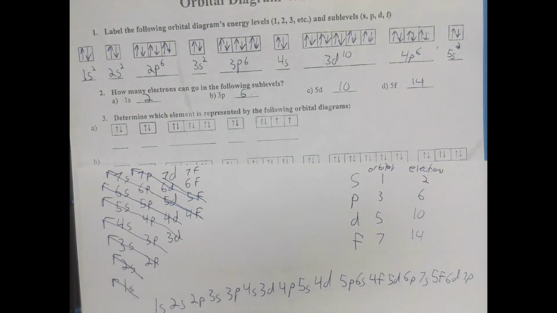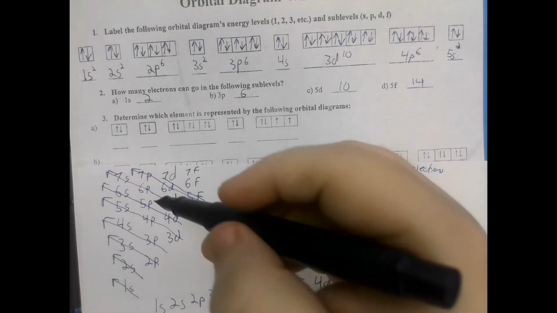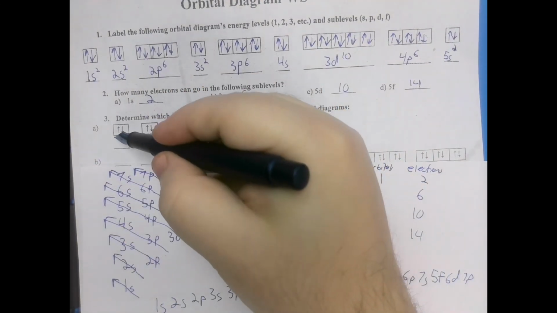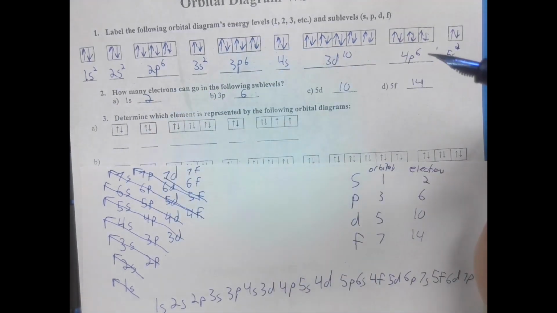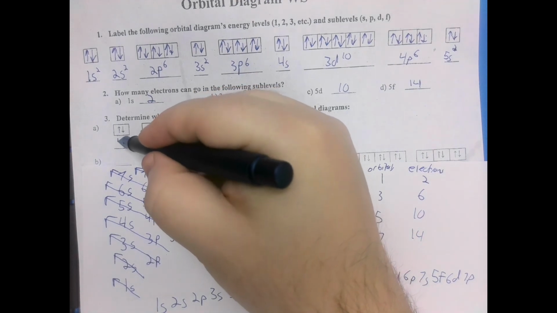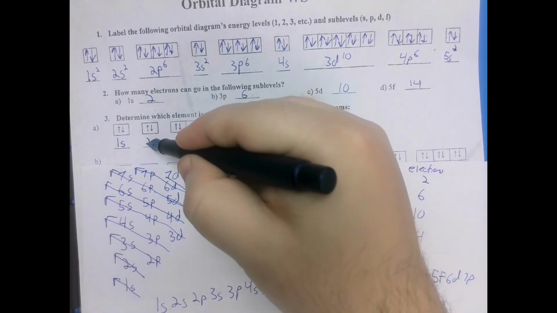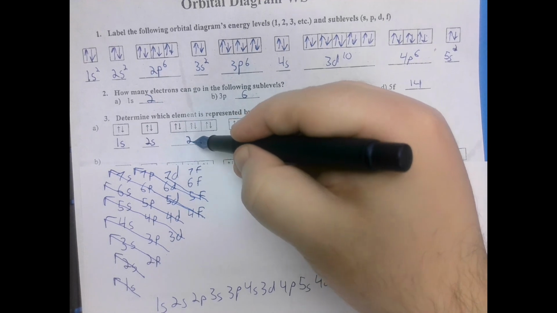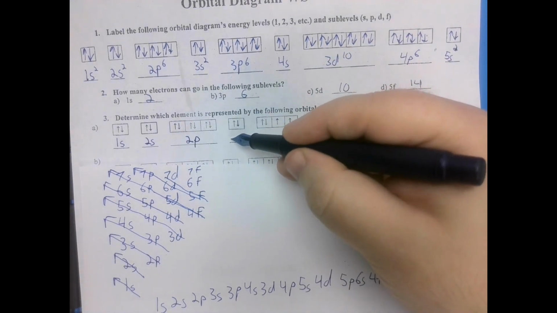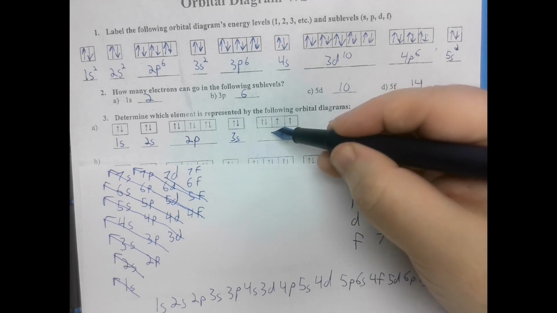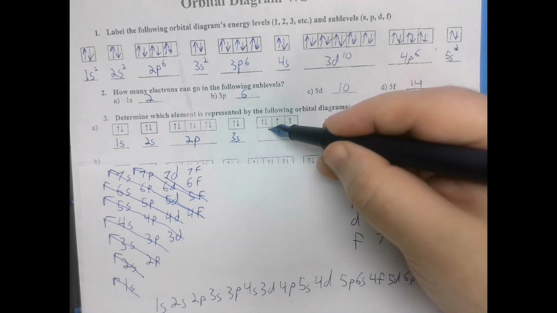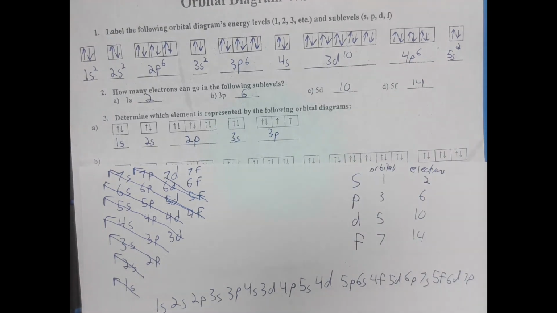So determine which element is represented by the following orbital diagrams. So let's begin by just writing the energy levels and the sublevels. So this is 1s, 2s, 2p. After 2p becomes 3s, and this would be 3p. I should have told you this. This would have been helpful.